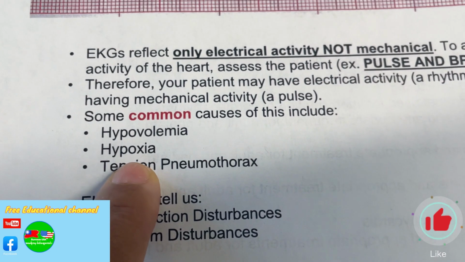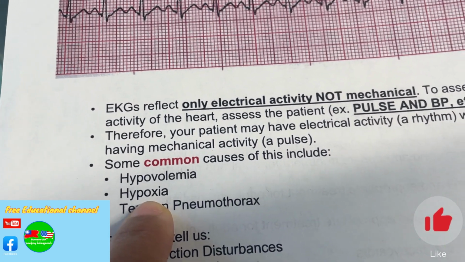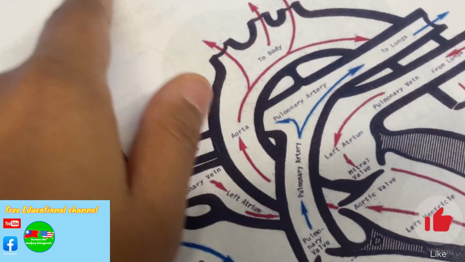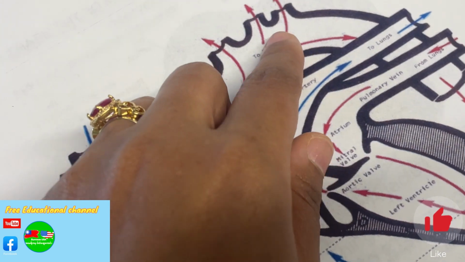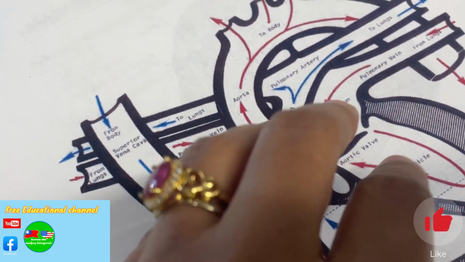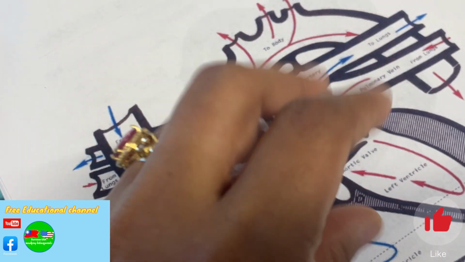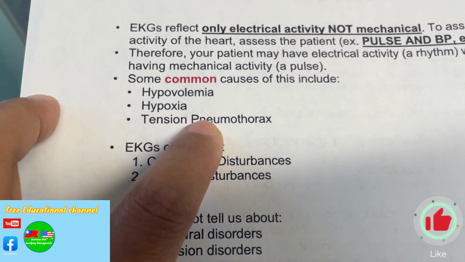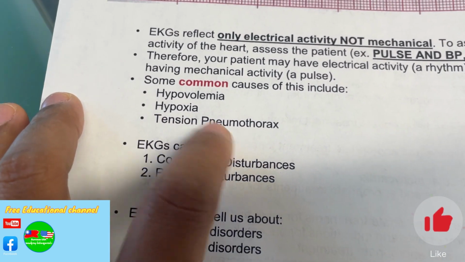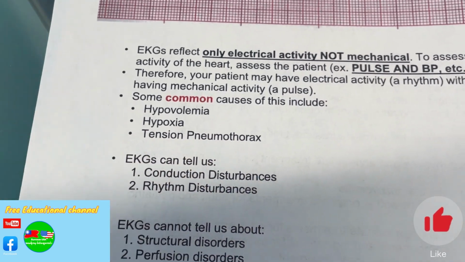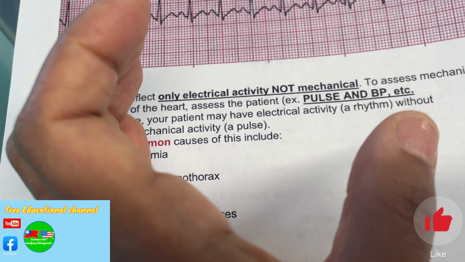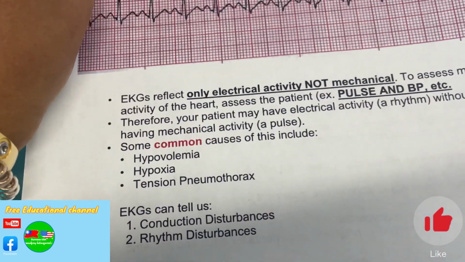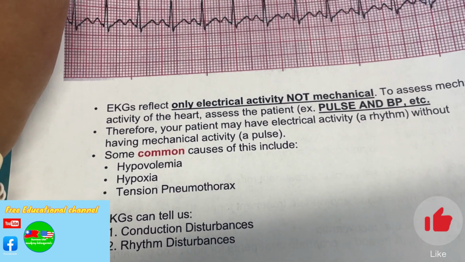Okay, and hypoxia, that means low oxygen. The heart pumps the oxygenated blood to the brain, to the other vital organs, and also to itself, because the heart also needs its own blood supply to work and function as it should. Okay, so tension pneumothorax. You know what tension pneumothorax is? I looked it up: the pleural cavity of your lungs has air in it, so it's actually causing stress to the heart.